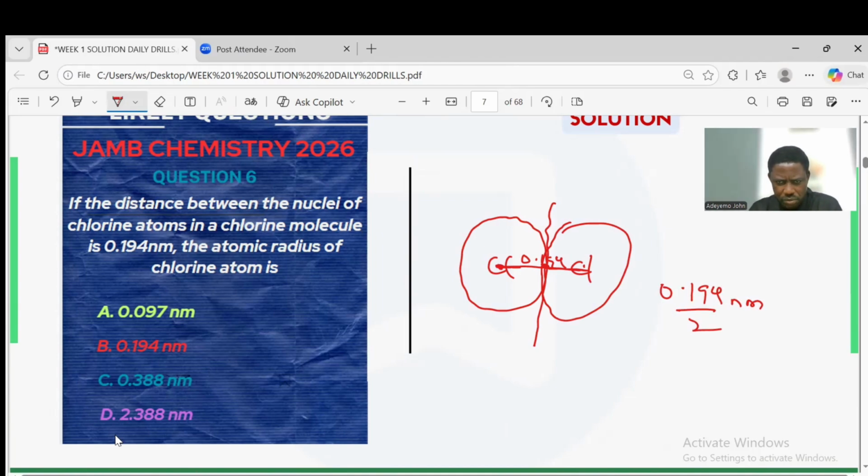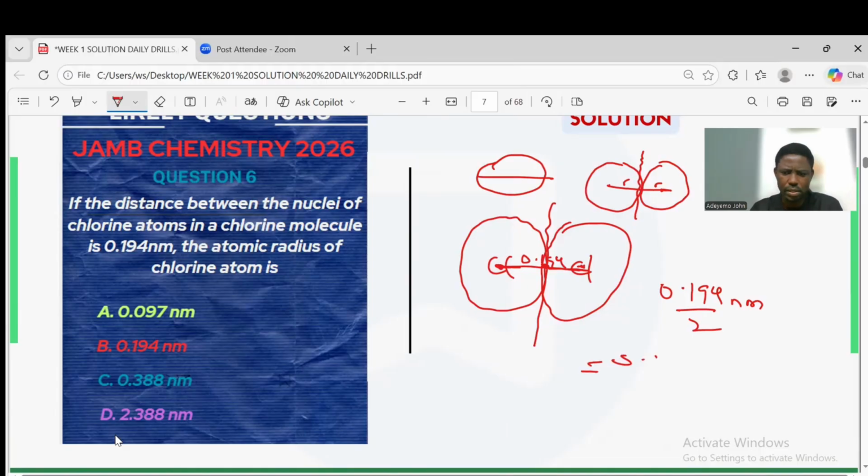They say the distance between one nucleus and another looks like a diameter. Diameter is for a circle like this, but now we bring two atoms together. I hope you can see that. So if you divide it by 2, you get the atomic radius. Just divide this by 2, you get 0.097, that is 0.097 nanometer. So that's the answer. The answer is A there, right?